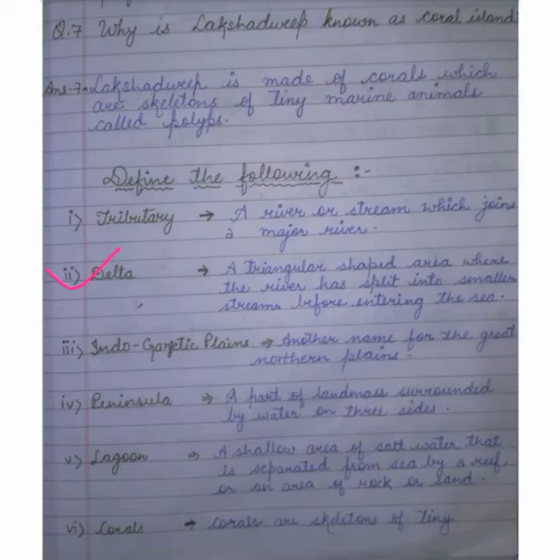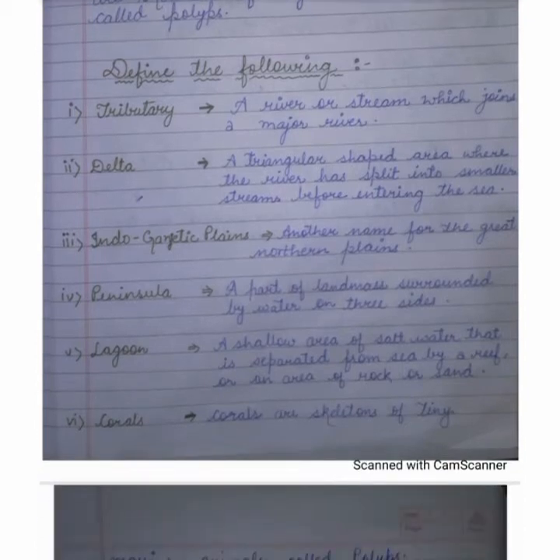Now coming to Indo-Gangetic Plains, another name for the Great Northern Plains. We call the northern plains the Indo-Gangetic Plains. Now coming to peninsula: a part of a landmass surrounded by water on 3 sides. You can see in the map of India, it is a peninsula. The southern part of India is a peninsula because it is surrounded by sea. On the west, it is the Arabian Sea. In the east, it is the Bay of Bengal, and toward the south, it is the Indian Ocean.